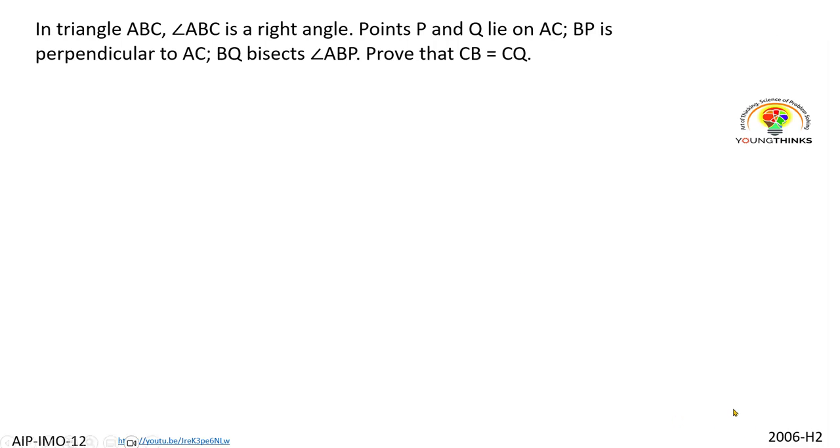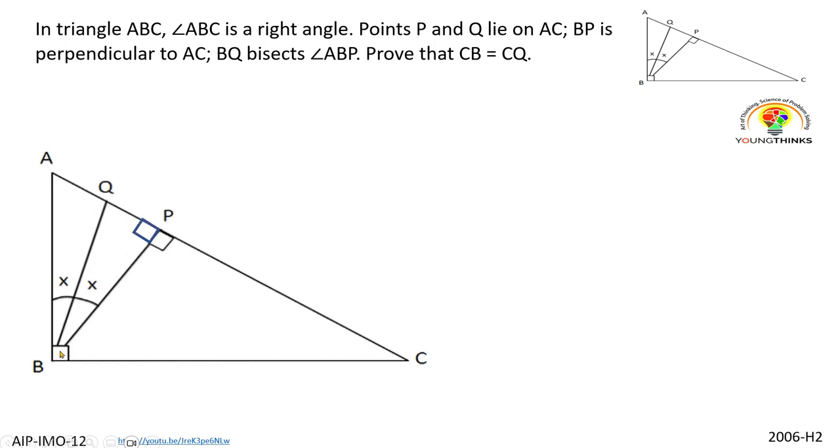Again, another Hamilton problem. In the triangle ABC, the angle ABC is a right angle. And the points P and Q lie on AC. So P and Q are along the line AC.